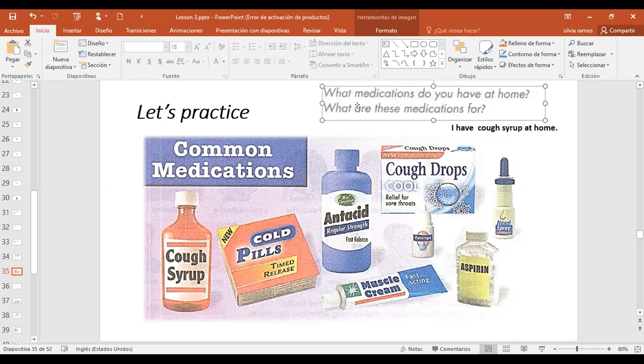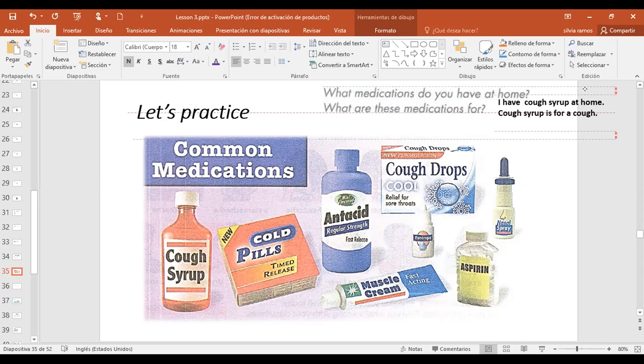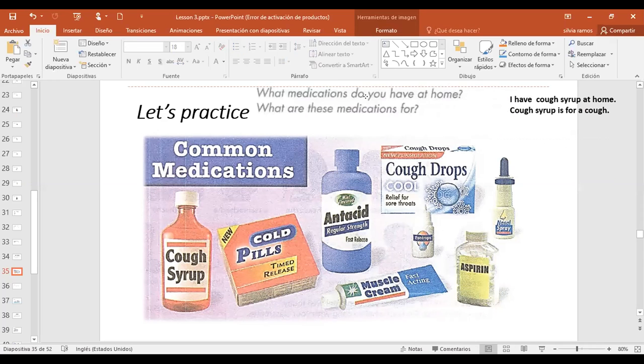And then I can say, what are these medications for? What is the cough syrup for? Cough syrup is for headache. Is that correct? No, it's not. Cough syrup is for a cough. Very good. So we have two answers that we're going to give to these questions.